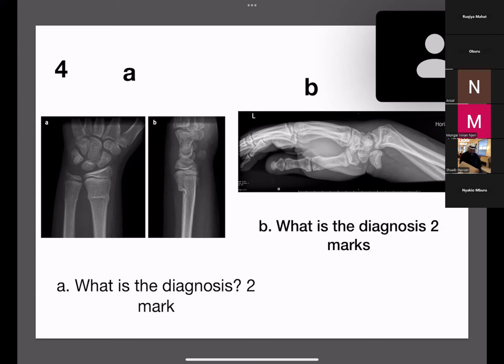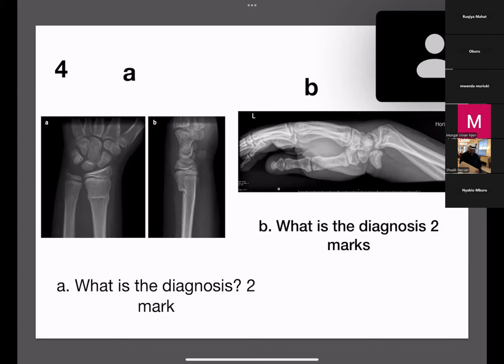What's the diagnosis? Could it be a buckle fracture? Yes, but the proper name that we use for it is a torus fracture. You can see this buckle over here. It's very different from a greenstick fracture, because in a greenstick fracture you have a break in both the cortices. It may be incomplete, but you have a break in both the cortices. In a torus fracture, you have a break in only one of the cortices.